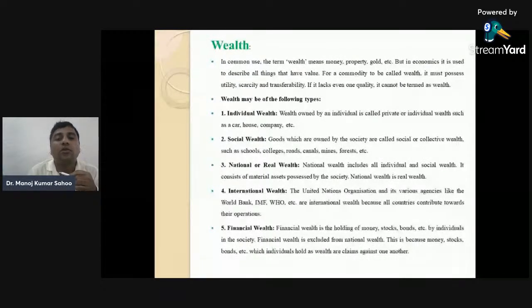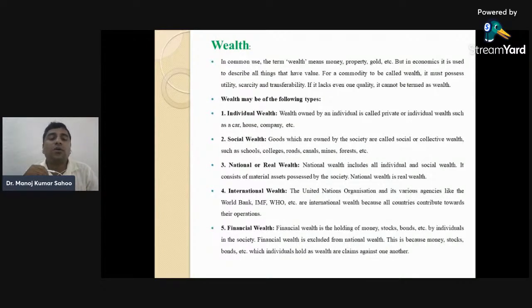Take gold, for example. We cannot get gold in plenty, everywhere. So that has some scarcity or shortage. Transferability. For example, property or land cannot be transferred from one place to another place. So that is the third feature of wealth. If it lacks even one quality, we cannot call it wealth.